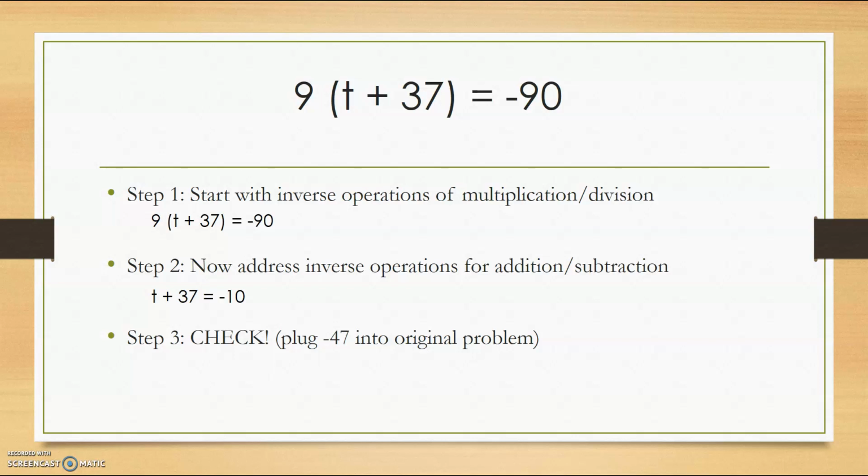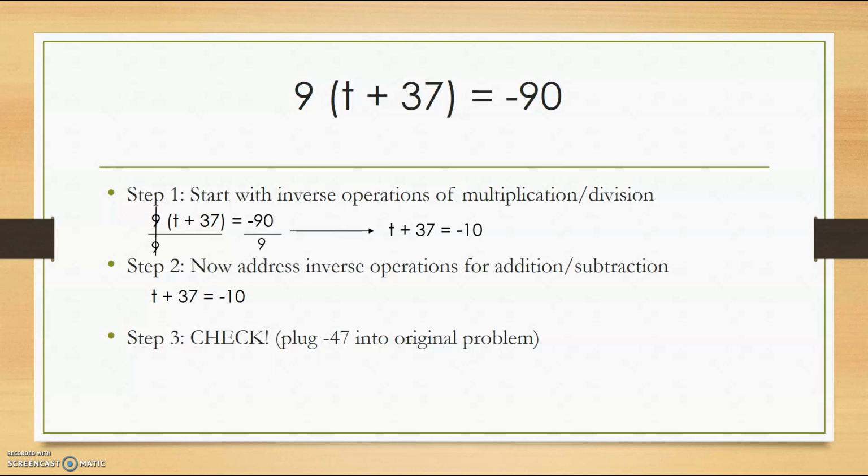Think about distribution. That 9 is in front of the parentheses, right? So when I have it in front, I'm distributing it to both terms, t and positive 37. That means I'm multiplying it. So in order to get 9 away, I want to divide by 9. So that gives me 1, but also divide by 9 on the right. So I'm left with t plus 37 is equal to negative 10. Keep up with your signs. Do not forget. Negative divided by a positive gives you a negative, okay?